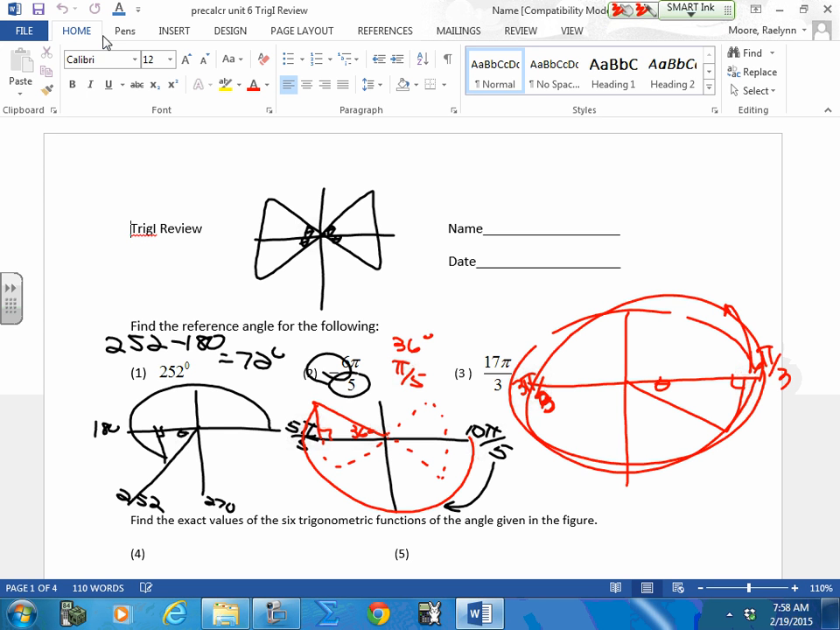3 goes into 180 how many times? 60. 60 is my reference angle. Oh, 60 is my special triangle. What's the side opposite 60? Radical 3. What's the side opposite 30? 1, 2. Good, special triangle. Remember those? Okay.